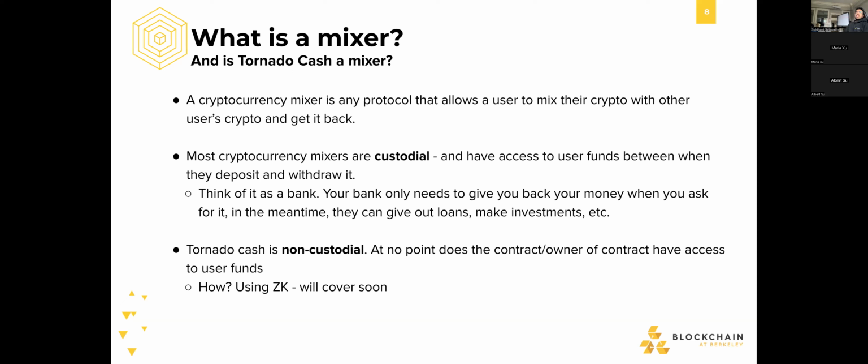But in the case of Tornado Cash, it is non-custodial. At no point does the Tornado Cash contract, or the owner of the Tornado contract, have access to user funds. And how we achieve this is using ZK. So let's illustrate this again. I like making diagrams. Let's say that the difference between custodial and non-custodial mixers, with a similar premise, we have Alice who's trying to transfer money between two accounts.